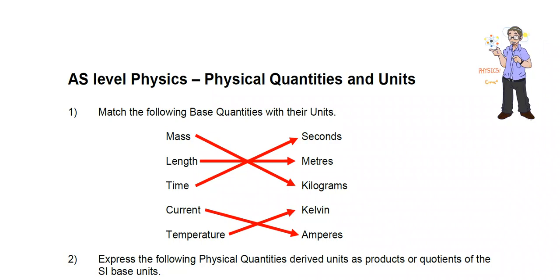Physical Quantities and Units Memo. Number 1. Match the following base quantities with their units. So mass is kilograms, length is meters, time is seconds, current is amperes, and temperature is Kelvin.